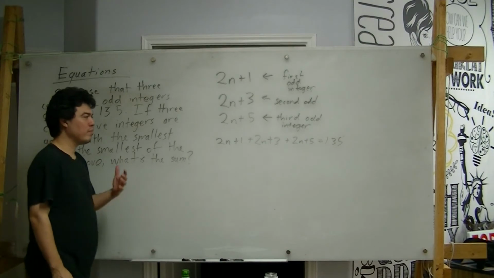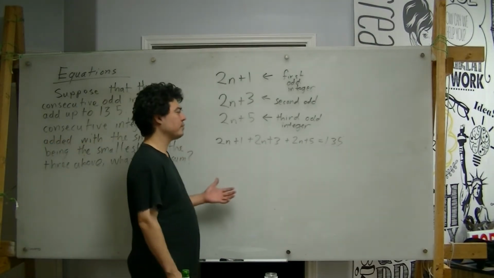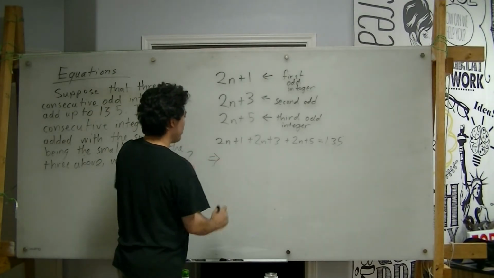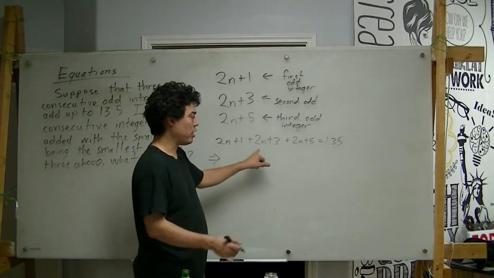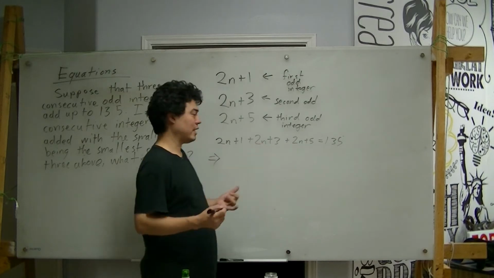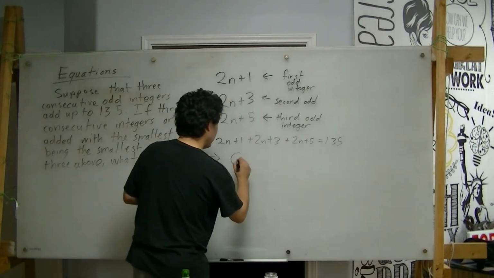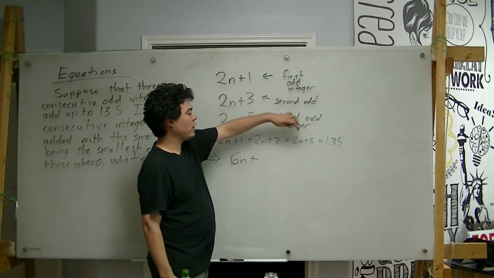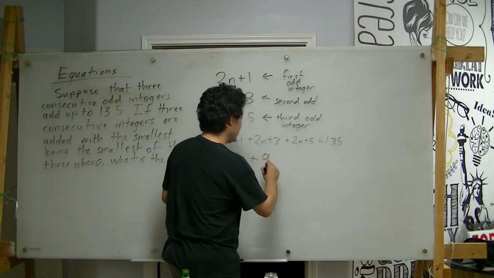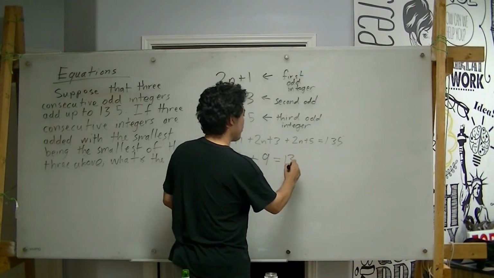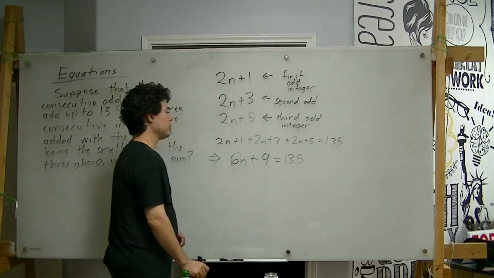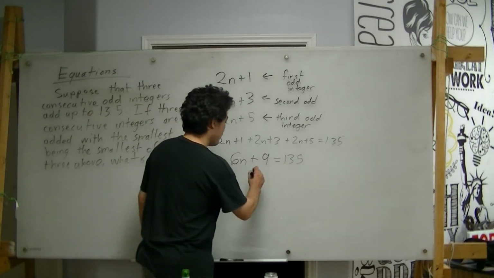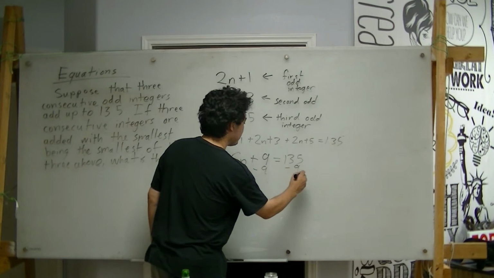We now combine the like terms on the left hand side and rewrite our equation like this. We have 2n plus 2n, which is 4n, plus 2n again is 6n. So on the left hand side we're going to have 6n plus 1 plus 3 is 4, plus 5 is 9. 6n plus 9 equals 135. Now we subtract this 9 over to the other side. Minus 9, minus 9.